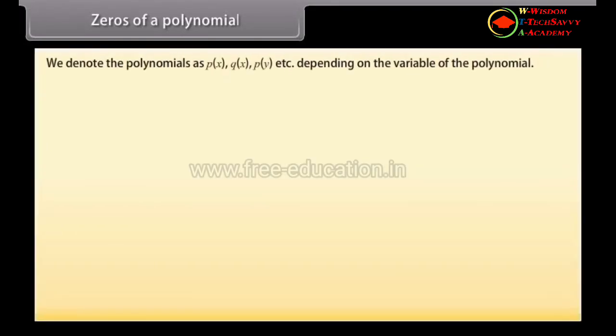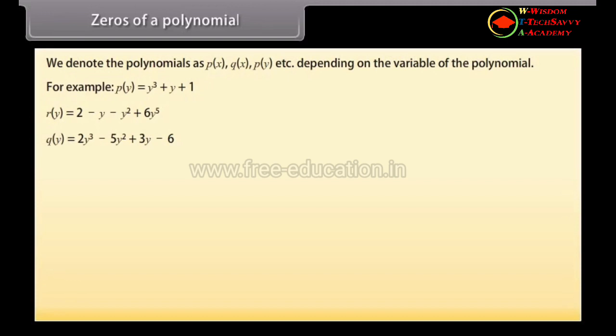Zeros of polynomial. We denote the polynomials as p(x), q(x), p(y), etc., depending on the variable of the polynomial. For example, p(y) is equal to y plus y plus 1. r(y) is equal to 2 minus y squared plus 6y raised to the power 5. Look at this polynomial now.